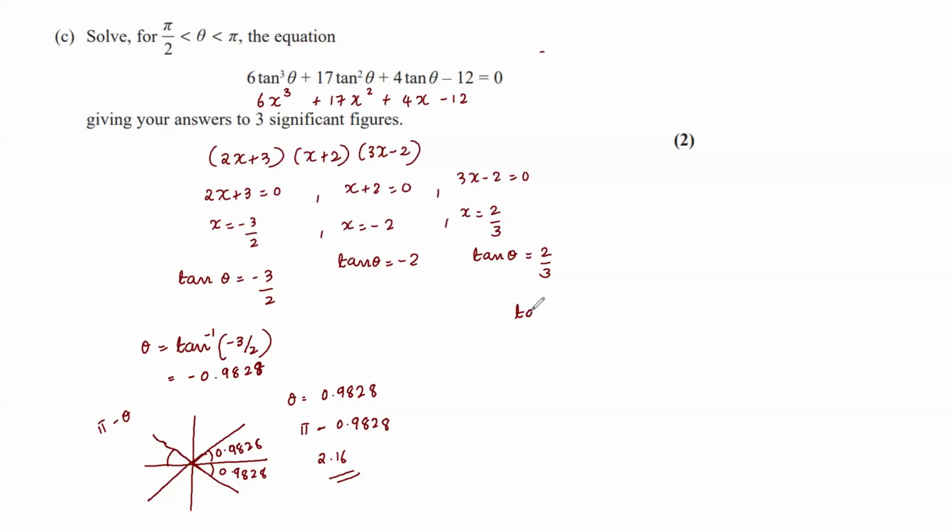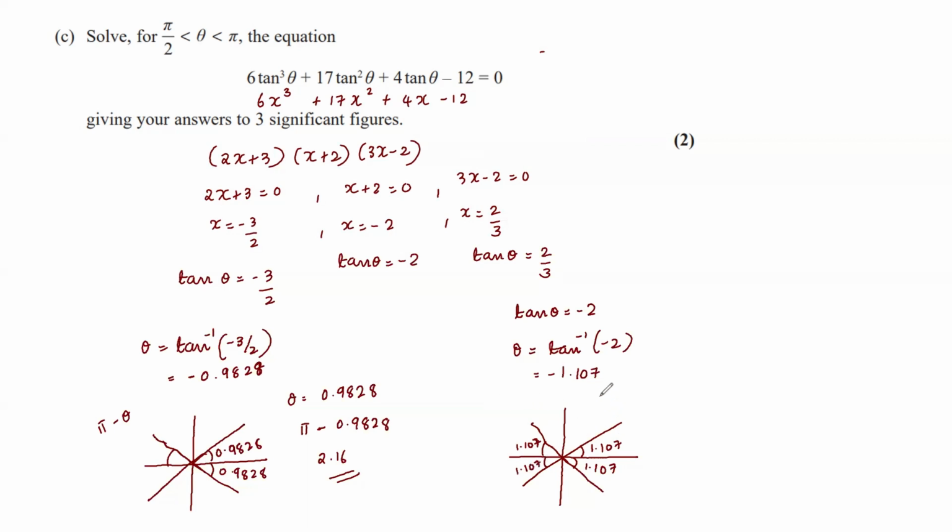Now the second case, tan theta is equal to minus 2. So theta will be tan inverse of minus 2. So let's put that in the calculator. Tan inverse of minus 2 will give us minus 1.107. So let's just use the CAST diagram here. Minus 1.107 means this is 1.107, this is also 1.107, and here as well, 1.107.